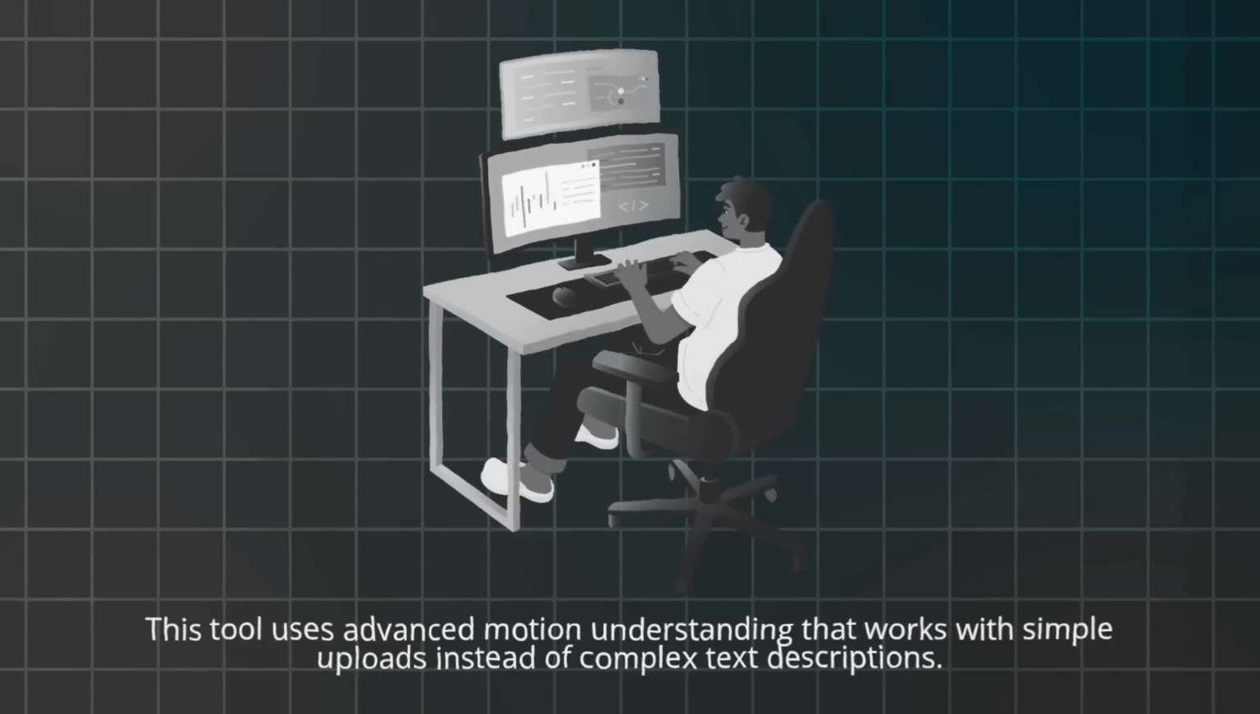Most AI video tools require you to be a prompt engineer just to get decent output. But Higgsfield Seedance 2.0 literally changed everything for me. This tool uses advanced motion understanding that works with simple uploads instead of complex text descriptions. I'm talking about professional quality videos in minutes, not hours.